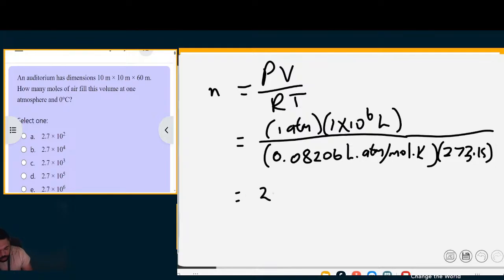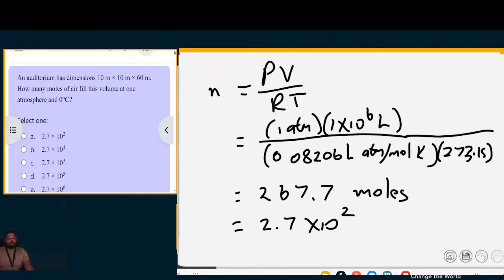There's a big number of moles because it's a huge room. 267,6. Oh, maybe I should round to 267,7 moles. This is the number of moles inside that auditorium, the number of moles of air. Let me check. That's 2.7 times 10 to the 2. We rewrite this. This is 2.7 times 10 to the 2 moles.